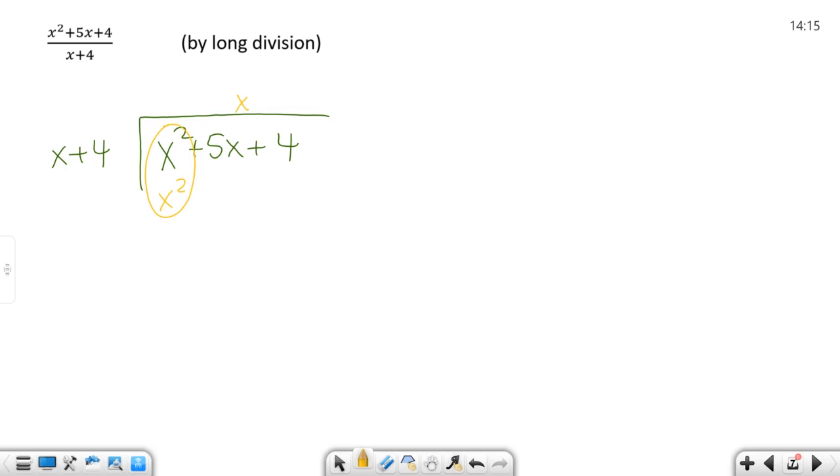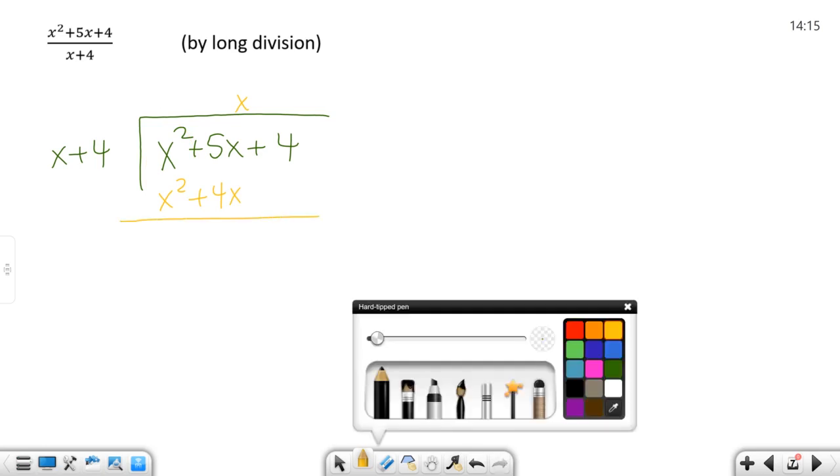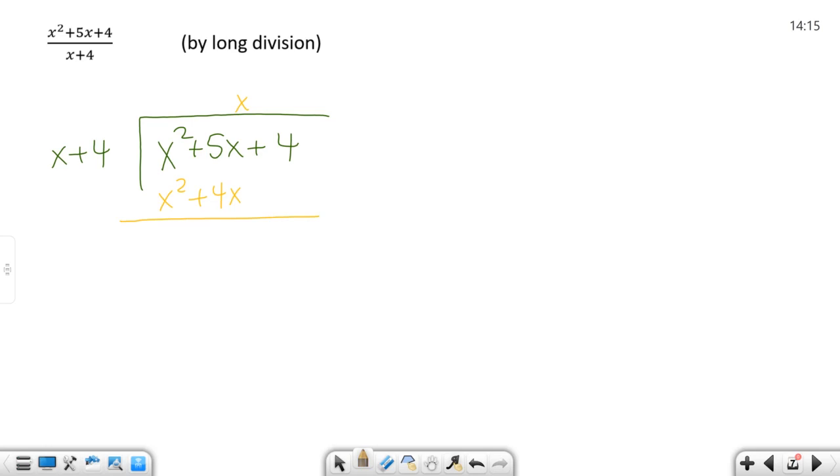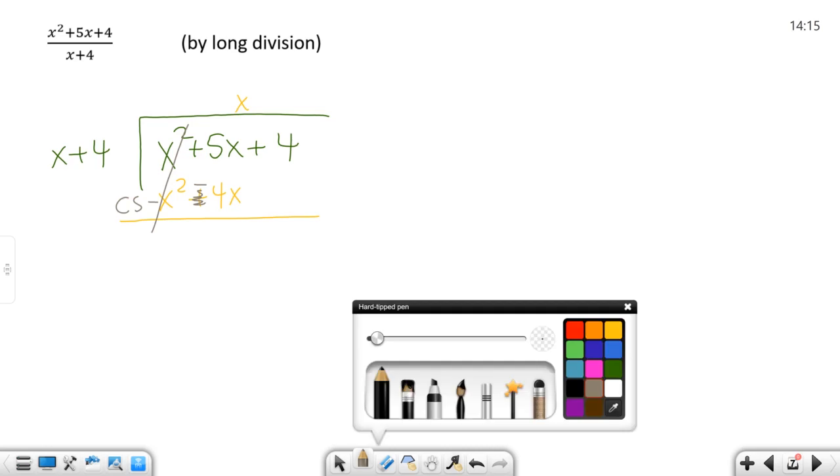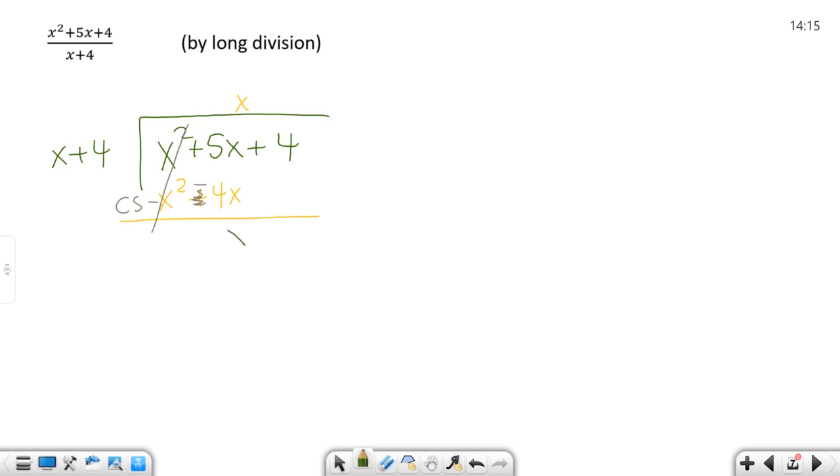These things got to be identical before I change signs or they're not going to cancel out. And then x times plus 4 gives me what? Plus 4x. Don't forget to distribute this x times both of these things. Then I come back and say, okay, what do I do now? I change my signs. Make this a minus. Make this a minus. That cancels. What is 5x minus 4x? That's just good old x.